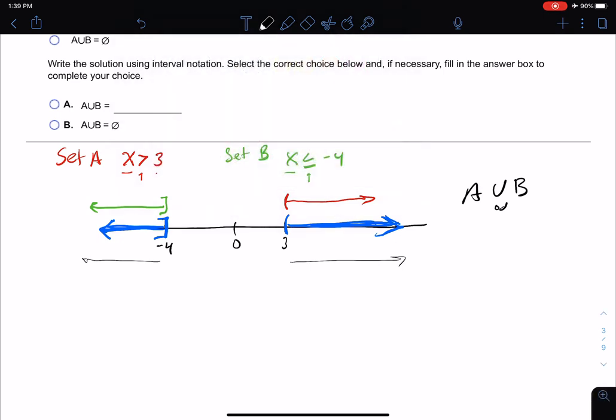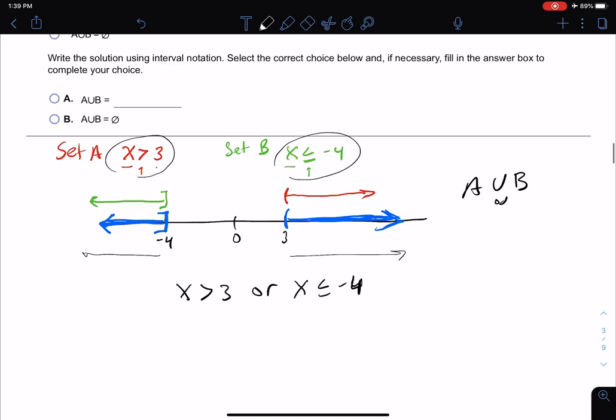Oops, I have this in red, right? So I've got x is greater than 3 or, and then copy down the green, x is less than or equal to negative 4. Of course you could change the order of that, it wouldn't matter. And since it's set builder, you've got the fancy stuff on it too. So it should look something like that.